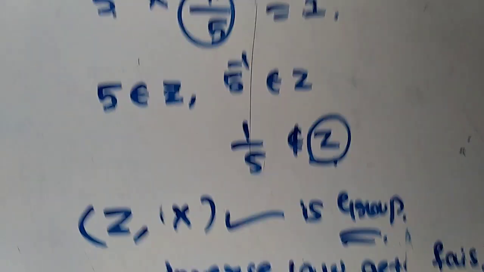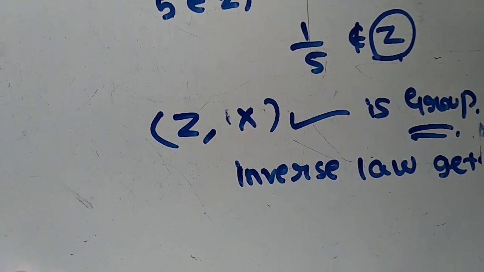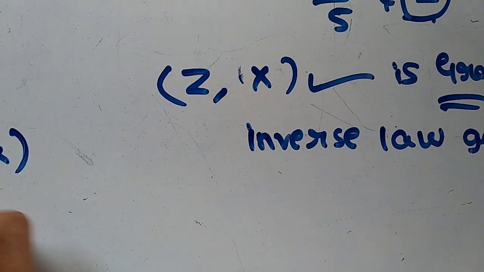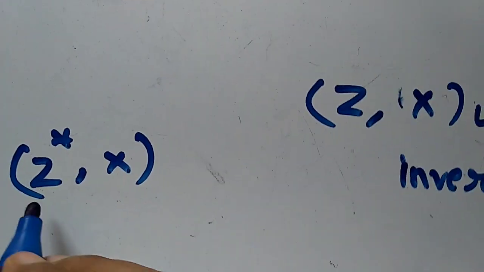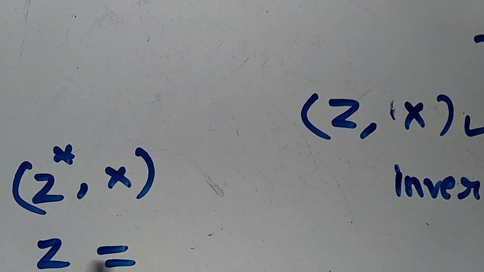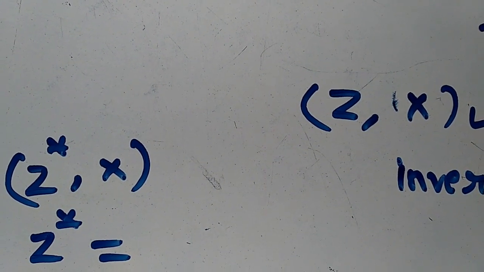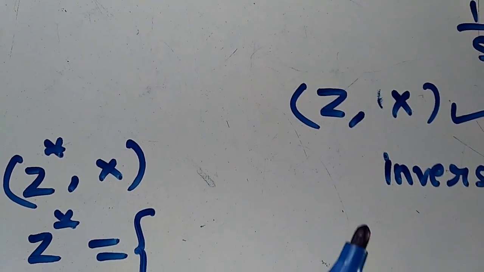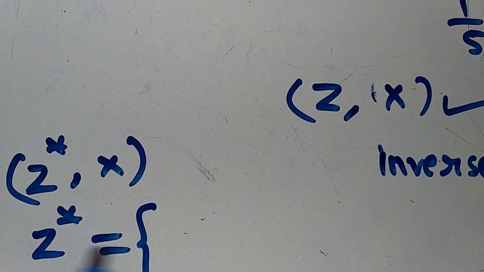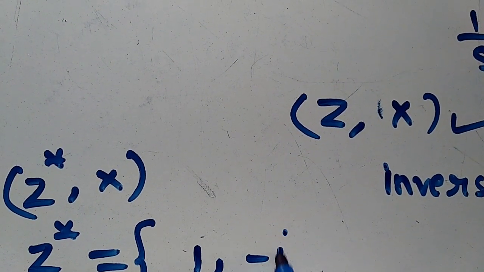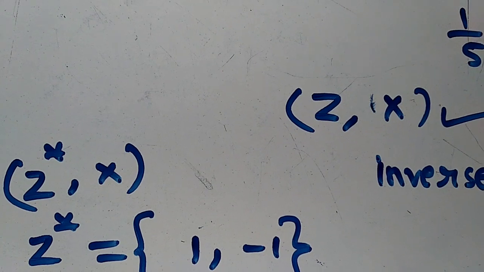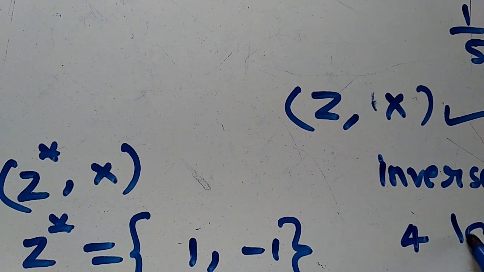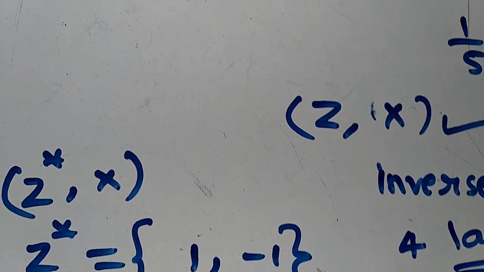But you can choose just some elements for this Z star. It means you have to take only the elements which satisfy this condition for the identity element. So just look here. For this integer set, only 1 and minus 1. If you take these 2 elements, then these 2 elements will satisfy all 4 laws.